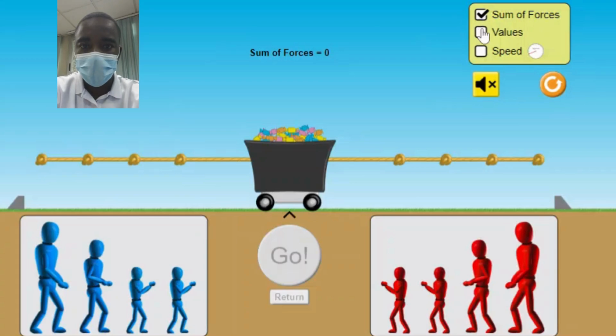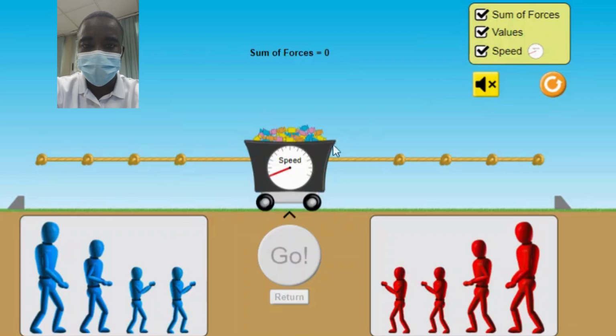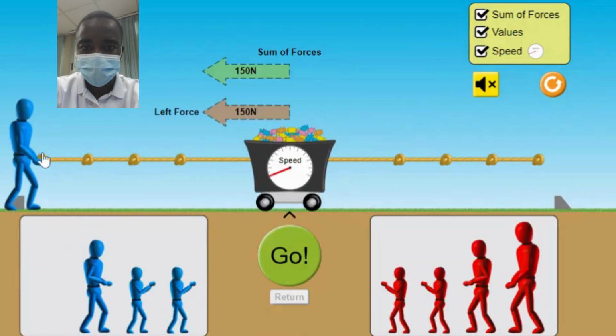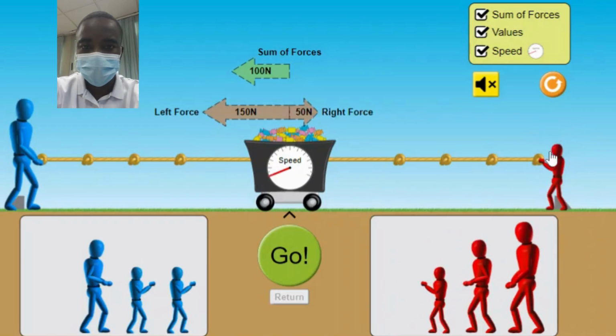The net force simulation is an engaging educational tool designed to help students understand the principles of balanced and unbalanced forces through a dynamic and interactive context. In this simulation, students investigate the difference between balanced and unbalanced forces as pullers compete in a tug of war for a cart of candy.